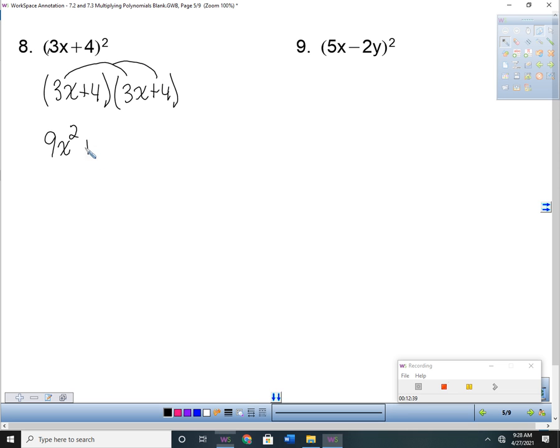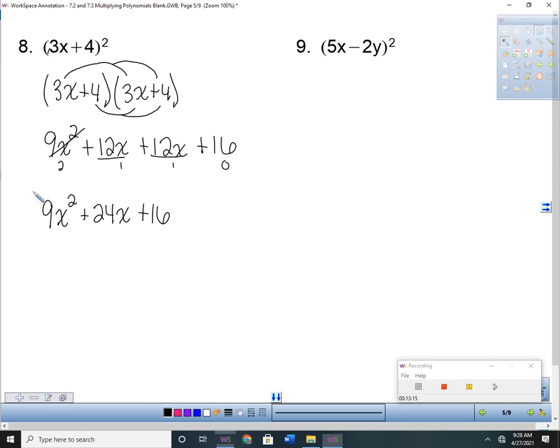3x times 4 is 12x. 4 times 3x is 12x. And 4 times 4 is 16. So I have a degree of 2, 1, 1, and 0. Start with my degree of 2. I don't have anything to pair that with, so I'll just drop that down. 12x and 12x add together to make 24x. And then you have your plus 16.